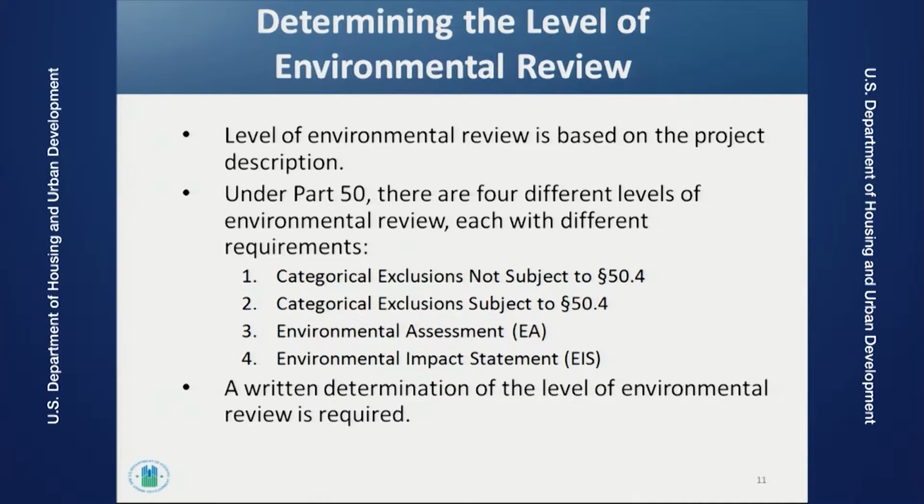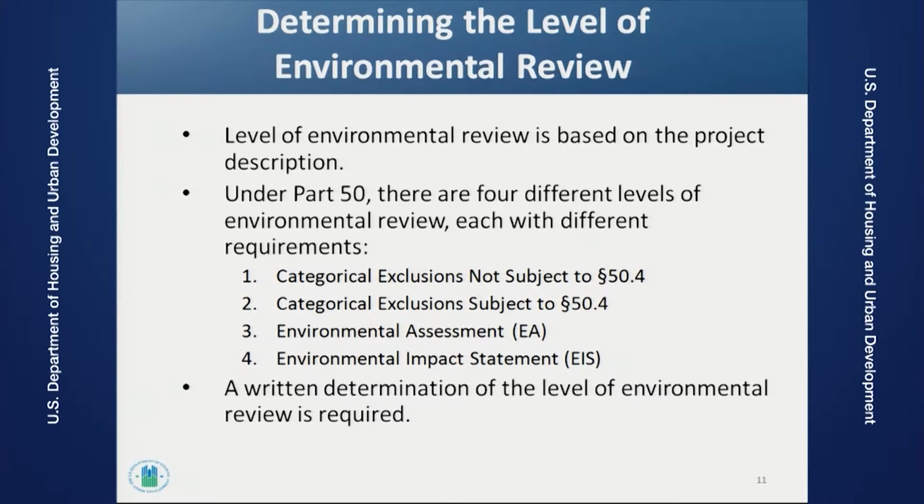The next level is the Environmental Assessment, or EA. You'll see these quite often for multifamily housing. Then we have two types of categorical exclusion. There's categorically excluded subject to 50.4 and categorically excluded not subject to 50.4. So I'm going to try to avoid acronyms, but this means you're going to have to deal with me stumbling over some very clunky terminology like categorically excluded, not subject to 50.4.